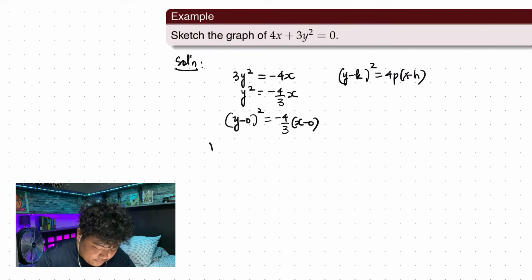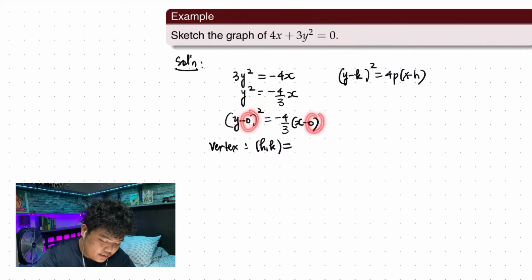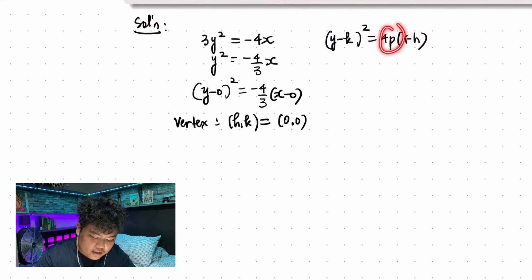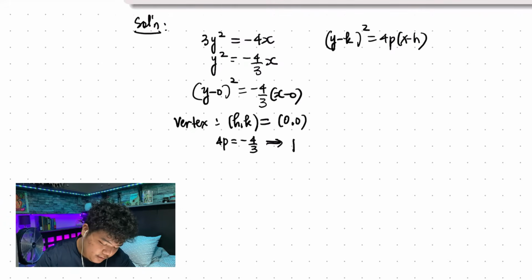So, meaning our vertex hk is equal to 0, 0. Origin na naman ng vertex natin. At nasan si 4p? This is 4p. 4p is negative 4/3. So, divide both sides by 4. You will get p equal to negative 1/3.